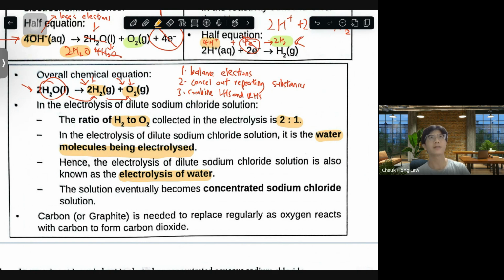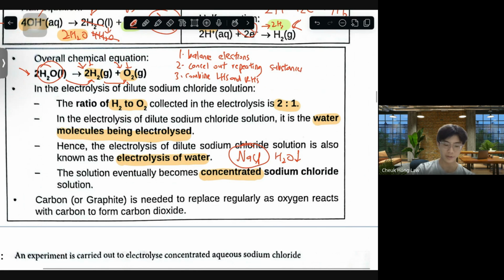So if you think about it, if only water is being electrolyzed, I have dilute sodium chloride here. So originally I have a lot of water, because the solution is dilute. But after water is being electrolyzed, the amount of water will decrease, and then the concentration of NaCl will increase because there is less water. So this solution will quickly become concentrated sodium chloride.